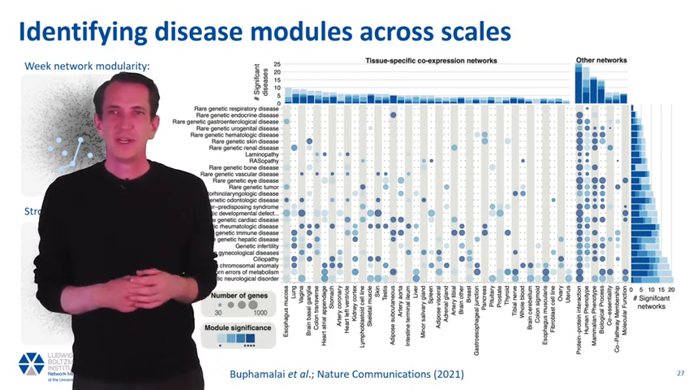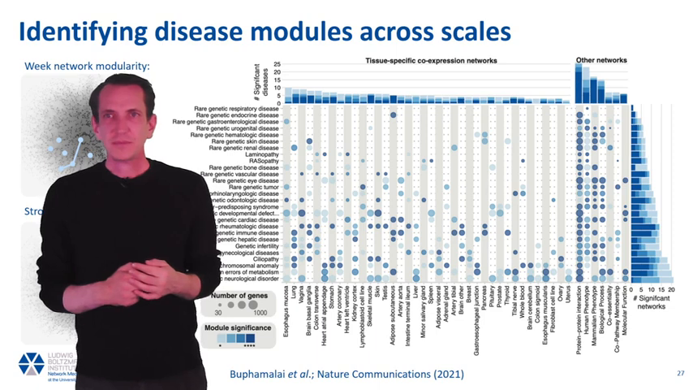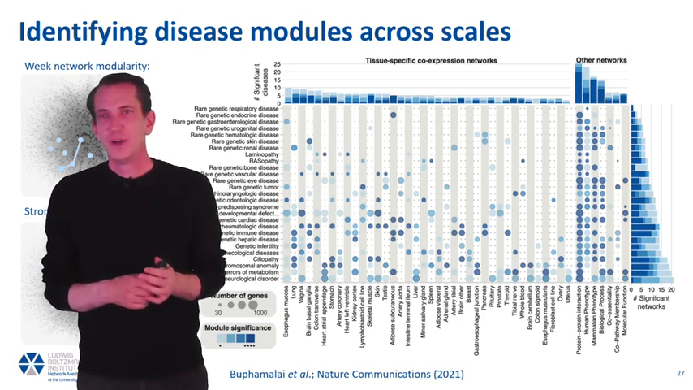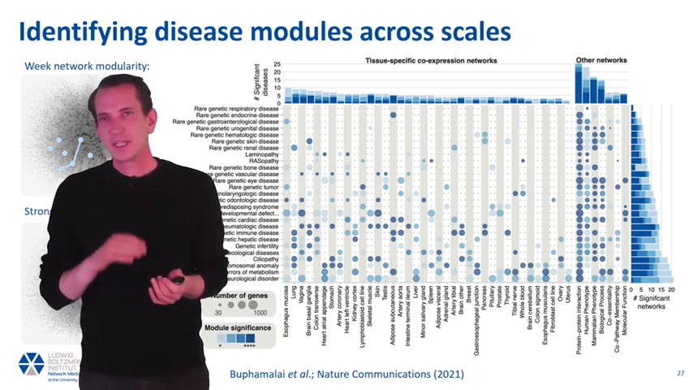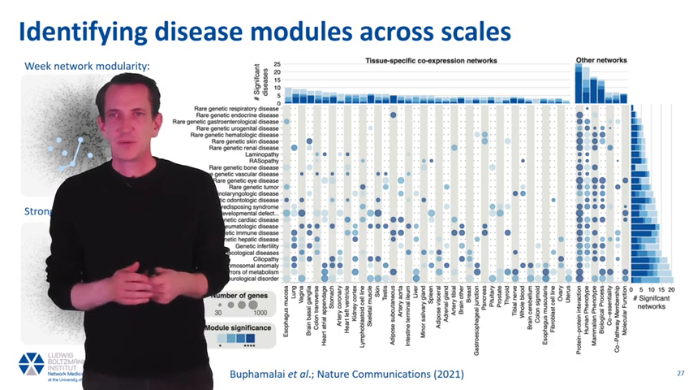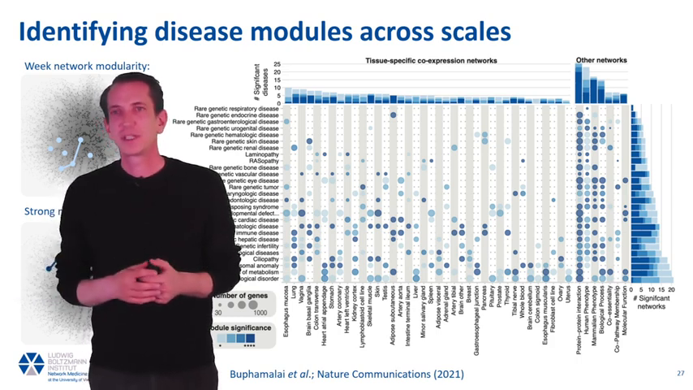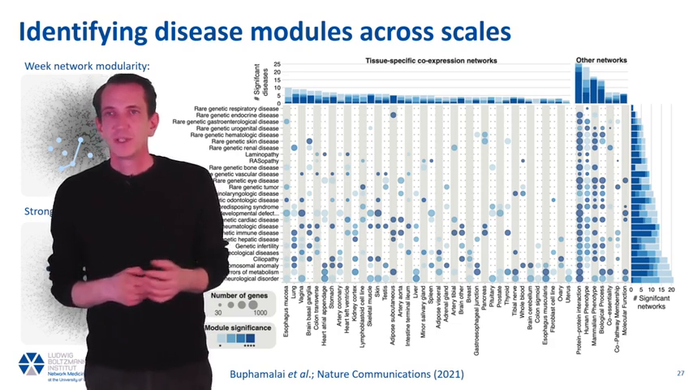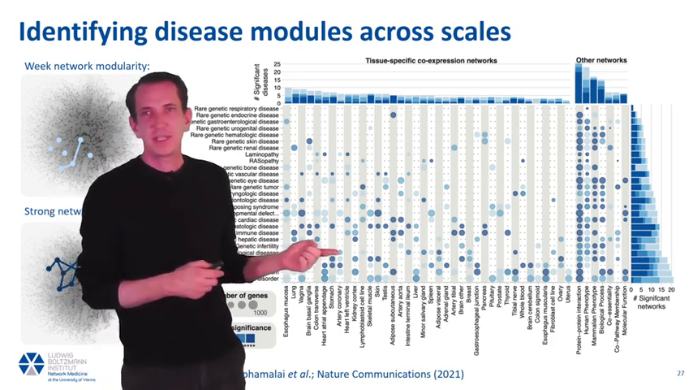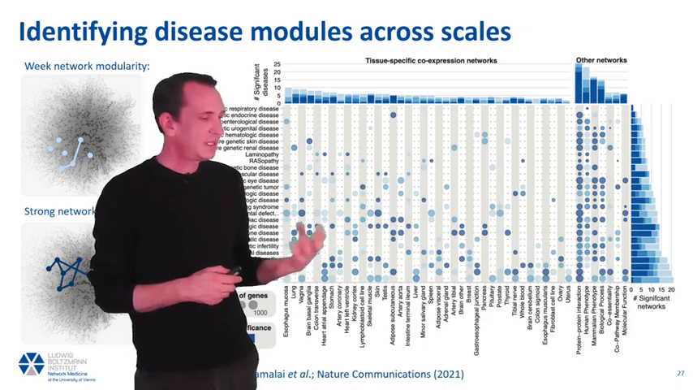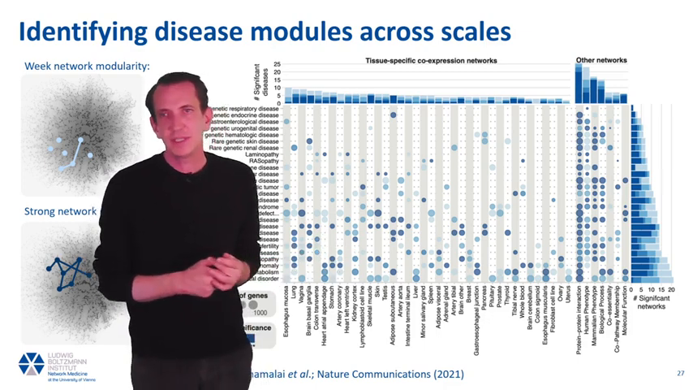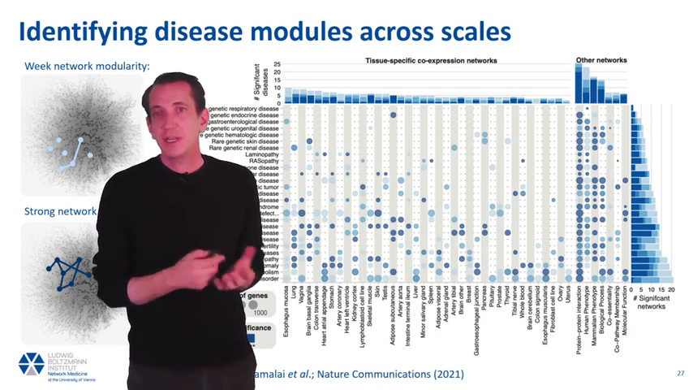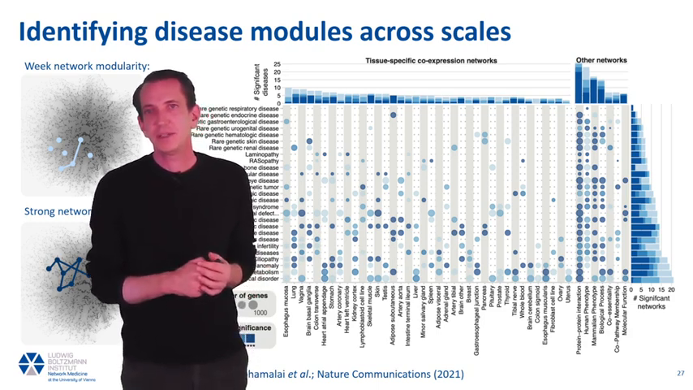So every row corresponds to a rare disease class, and every column corresponds to one of the different networks in this multiplex network. And the majority of these different networks are networks that are tissue-specific. So what a dot in this matrix indicates is, if it is dark and blue, this means that the respective genes really cluster strongly in this particular tissue.